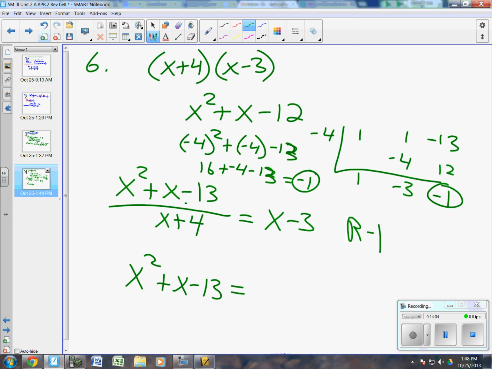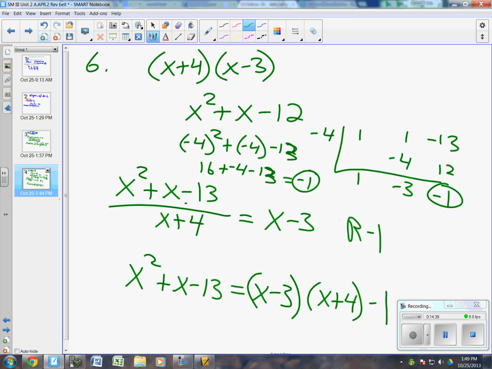What's the quotient? Just x minus 3. X minus 3 is the quotient, right? Because the quotient is what you get when you do the division. It's the answer to your division problem, right? So it's the quotient times what you divided by. What did we divide by? X plus 4. That's called the divisor. Minus the remainder, or adding the remainder. So plus a negative 1, or you just put minus 1.